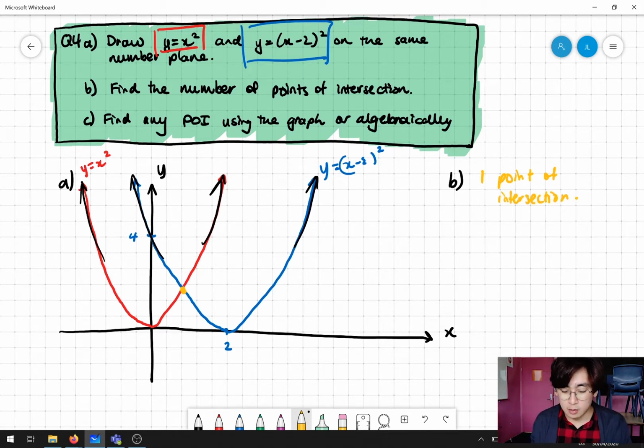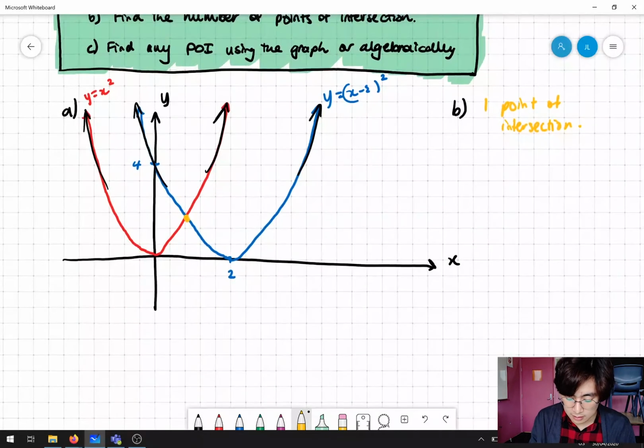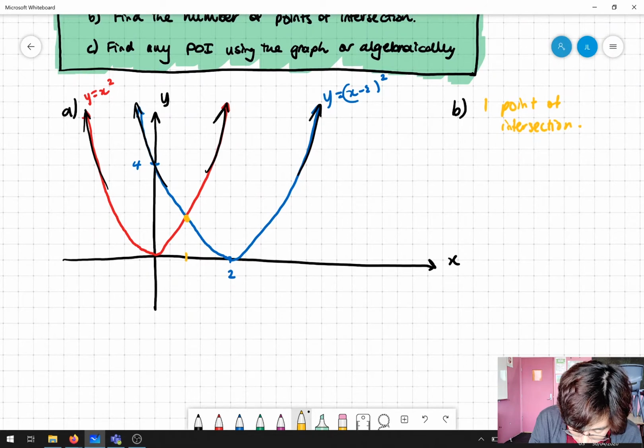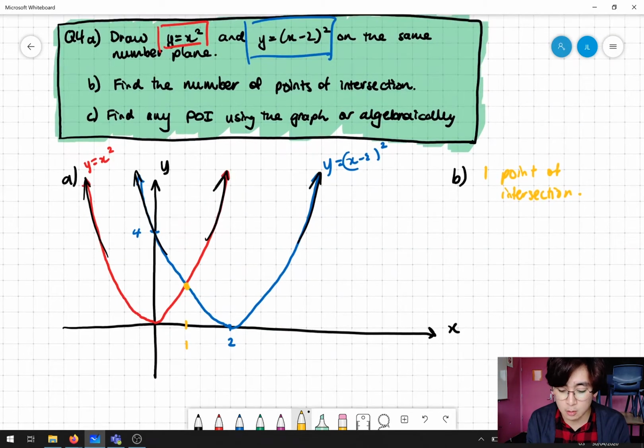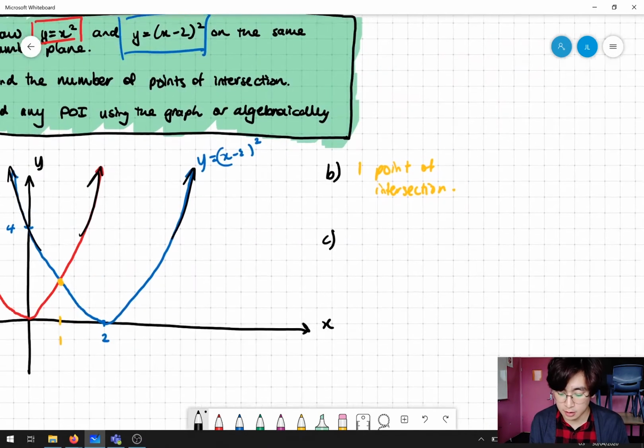Now part C is you want to find any point of intersection using the graph or algebraically. If I drew these two graphs a little more accurately, with the same scale, you could probably tell where this point of intersection is. You'll notice that the x coordinate of this point here is actually 1. You can substitute 1 into either one of the graphs and you'll find the y coordinate. However, you can also solve this algebraically, so I'm going to solve it algebraically.